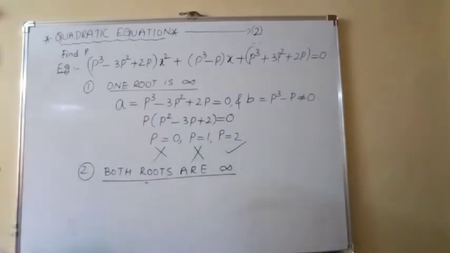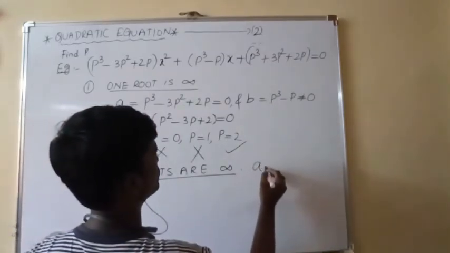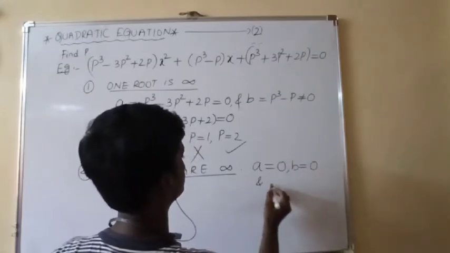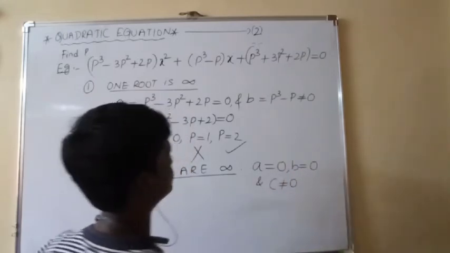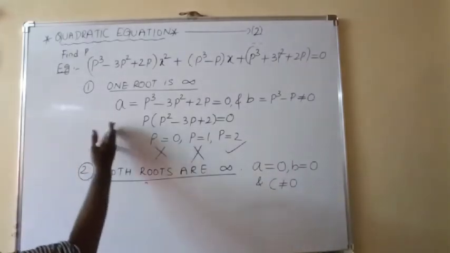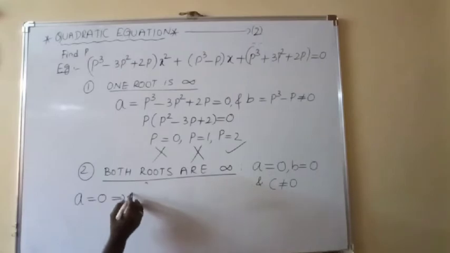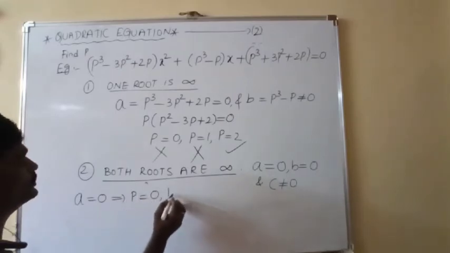So both roots are infinity. For that, the condition is what? A is equal to 0, B must be 0, and C should not equal 0. By taking A equal to 0, what P values do you get from the above problem? P is equal to 0, 1, 2.